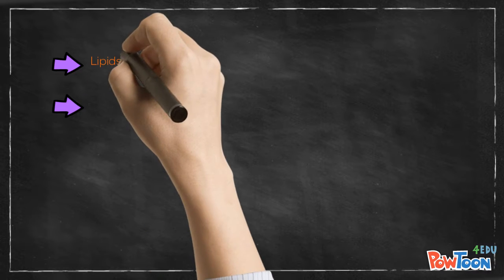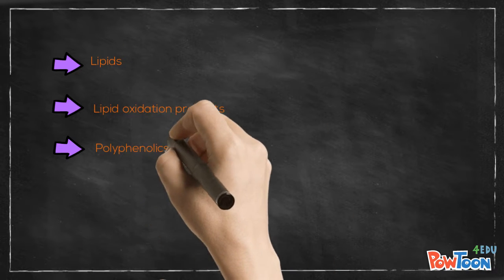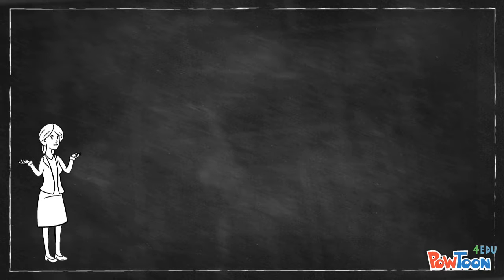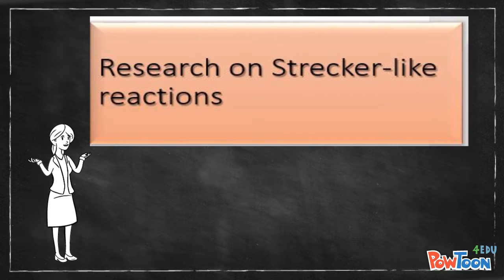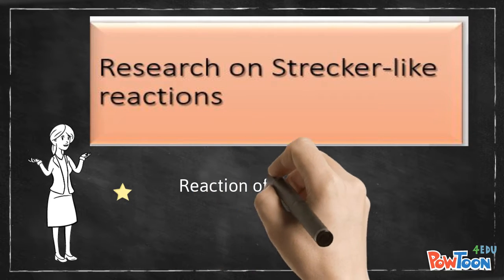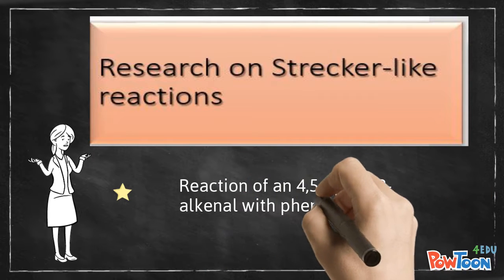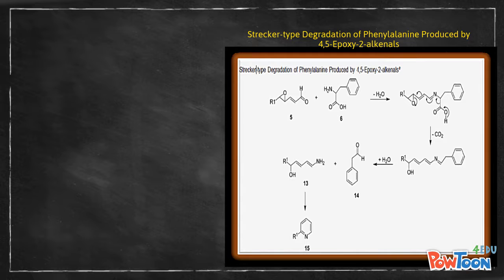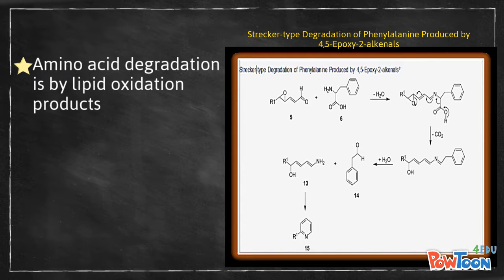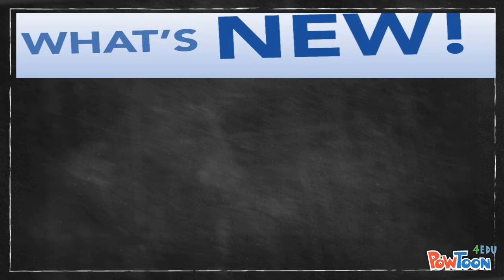Today, Strecker and Strecker-like reactions encompass a much wider range of food components, including lipids, lipid oxidation products, and polyphenolics, as well as terpenoids. A study was conducted in 2004 to clarify if there is any contribution from lipid oxidation products to Strecker degradation of amino acids. They analyzed the reaction of 4,5-epoxy-2-alkenals with phenylalanine. The data in the study indicated that the Strecker-type degradation of amino acids is produced by some lipid oxidation products. Further studies are conducted to see how different reactions can be coordinated to form flavor compounds.